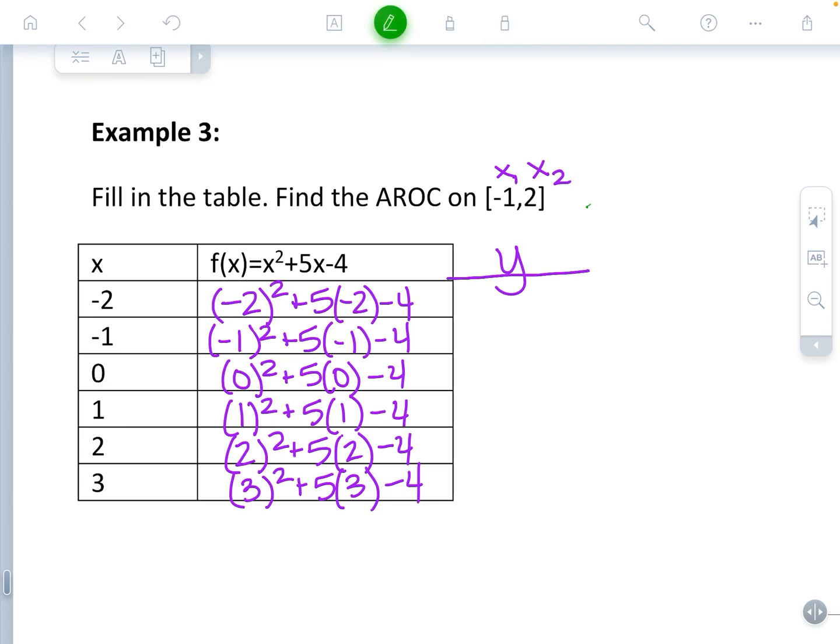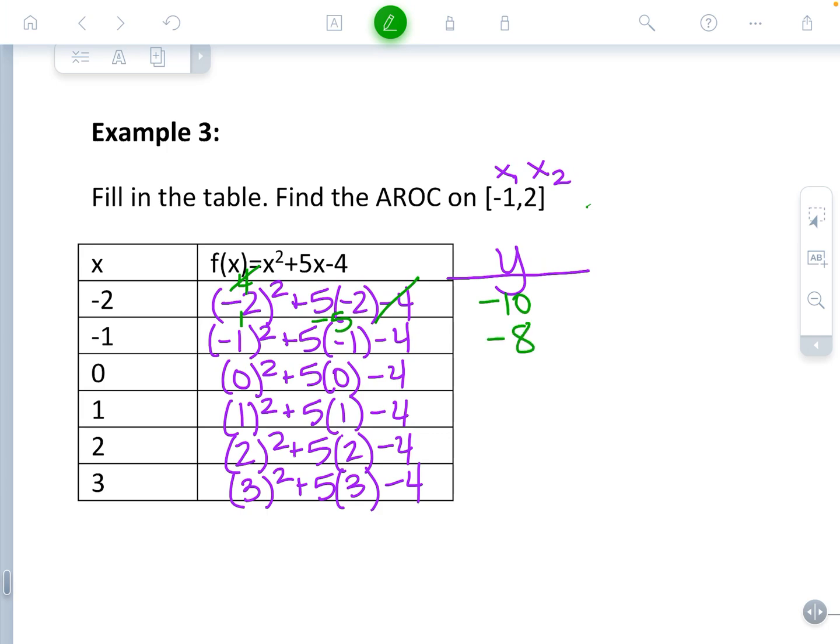All right. So we're going to go over here. Negative 2 squared is 4 minus 10 minus 4. So this is like 4. 4 minus 4 is 0, so those two cancel. This is going to be negative 10. Negative 1 squared is 1. Plus 5 times negative 1 is negative 5 minus 4. That's like negative 9 plus a 1. It's going to be less negative, so negative 8.